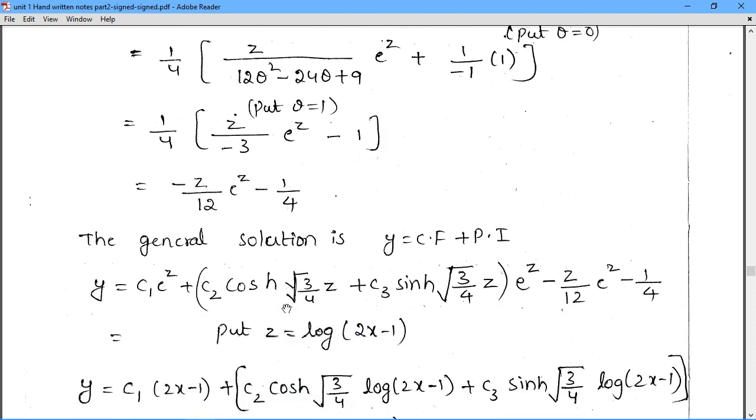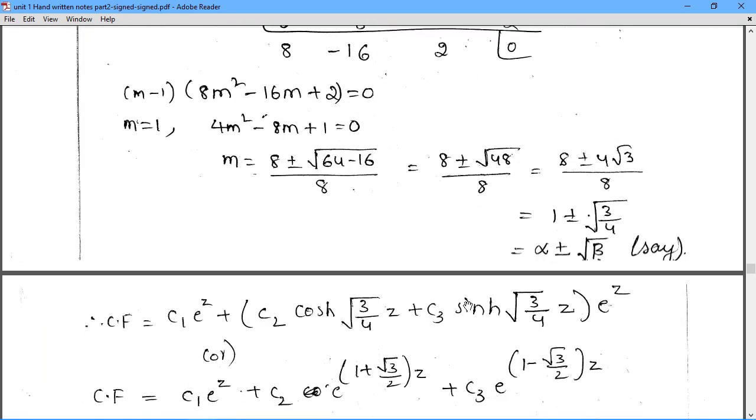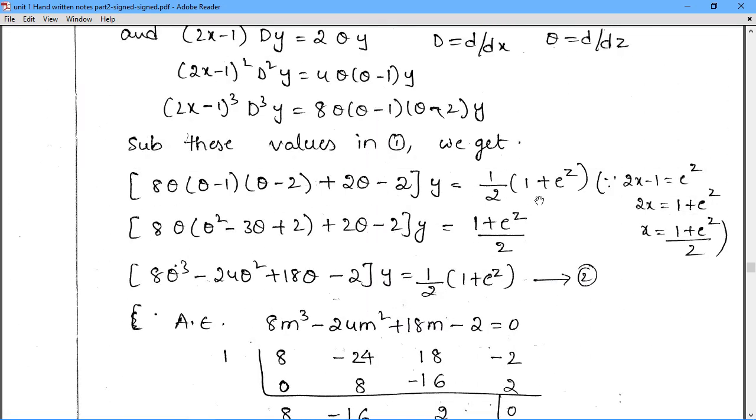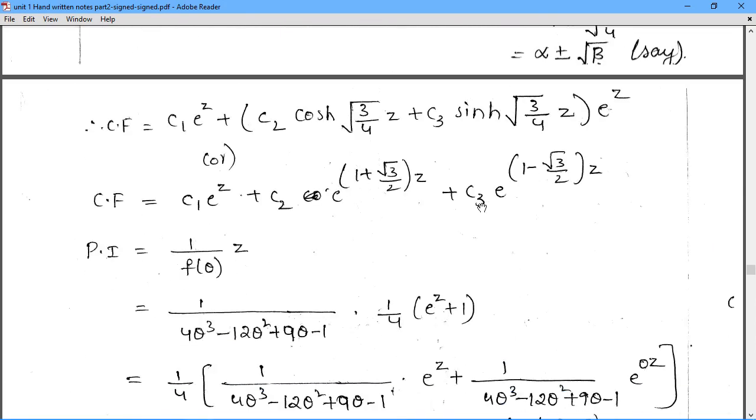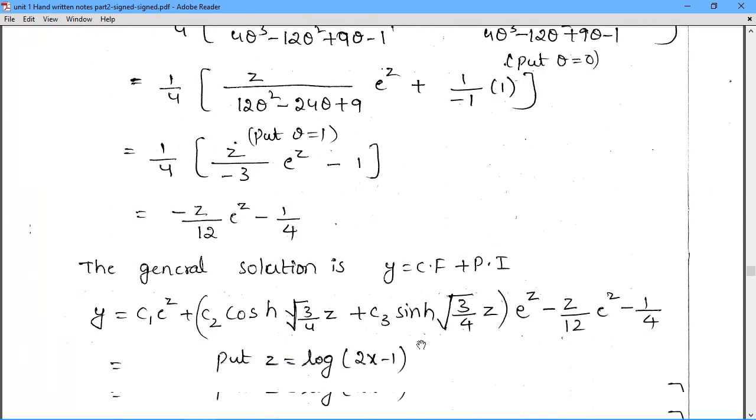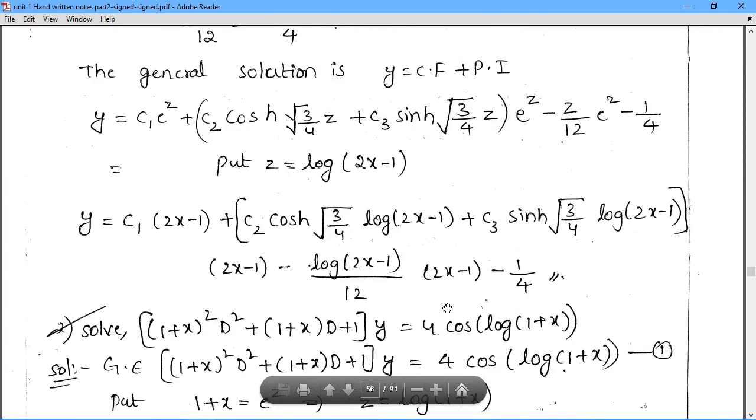Hence the complete solution is y equal to CF plus PI. But at the end of the solution, we have to write z as log of 2x minus 1. So don't forget to replace the z value. But what is the z here? z is log of 2x minus 1, which gives the required complete solution.